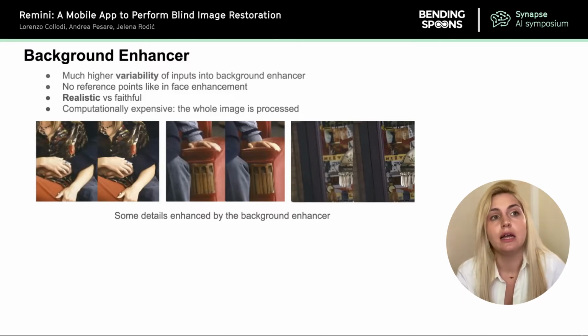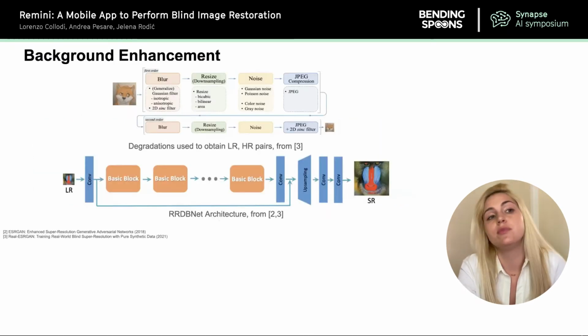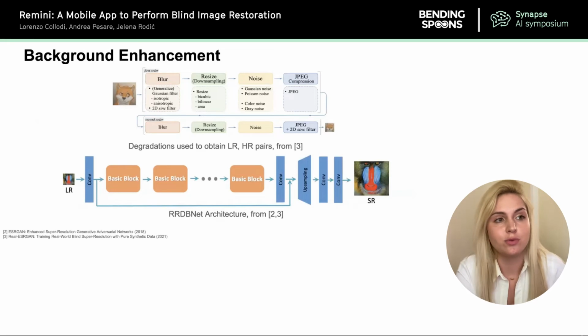So now we should also mention that the model for background enhancement is the slowest part. It's the most computationally expensive part because it needs to process the full image. And we'll talk about optimizing this model later on. First, let's discuss the degradations that we mentioned before.